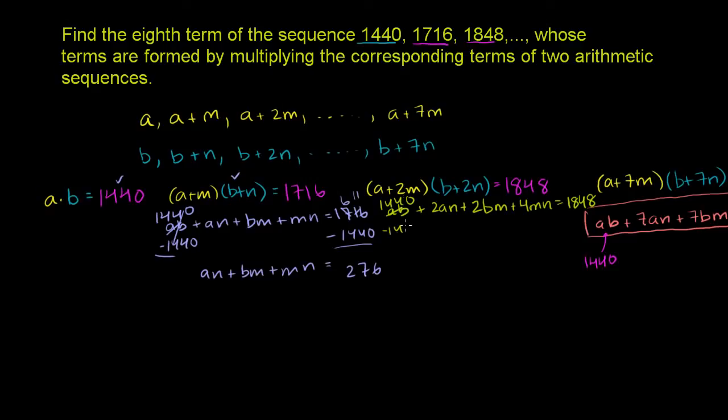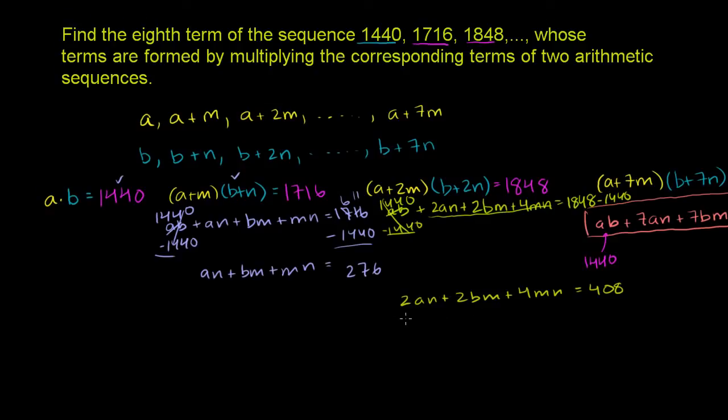We can subtract 1440 from both sides of this equation. I'm running out of space here, so I'm just going to subtract 1440 from the left and the right side. Now this equation becomes, on the left-hand side, we're just left with this stuff over here. So we have 2AN, I'm going to write it over here so it doesn't look confusing. We have 2AN plus 2BM plus 4MN is equal to, these obviously canceled out, 1848 minus 1440 is 408. Did I do that right? 1848, yeah, 408, right.